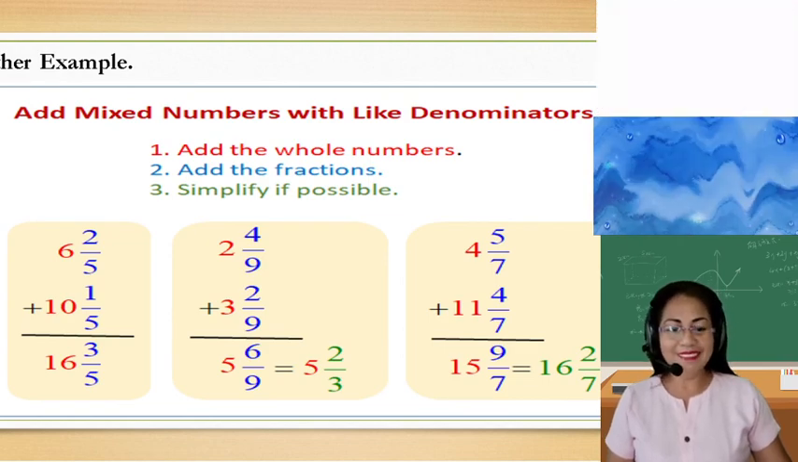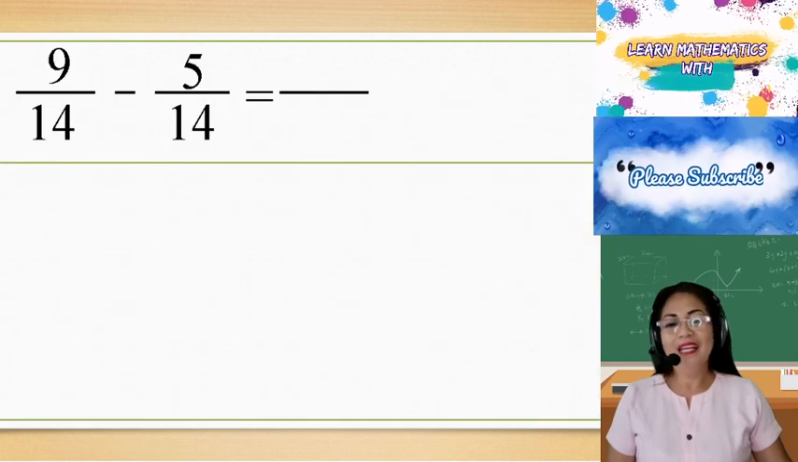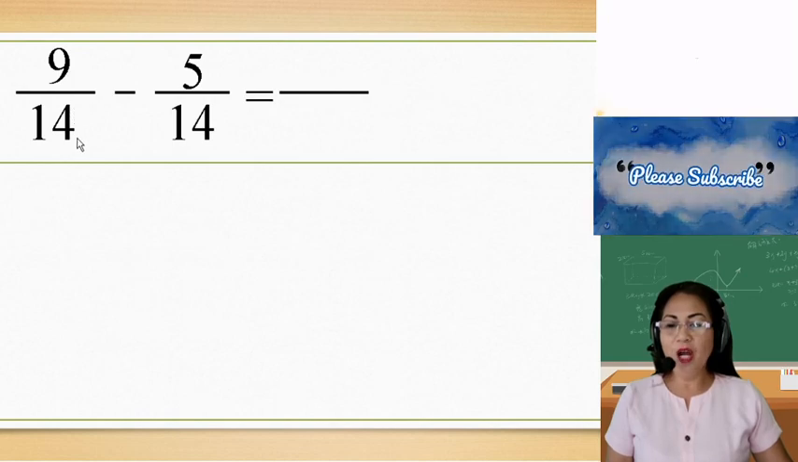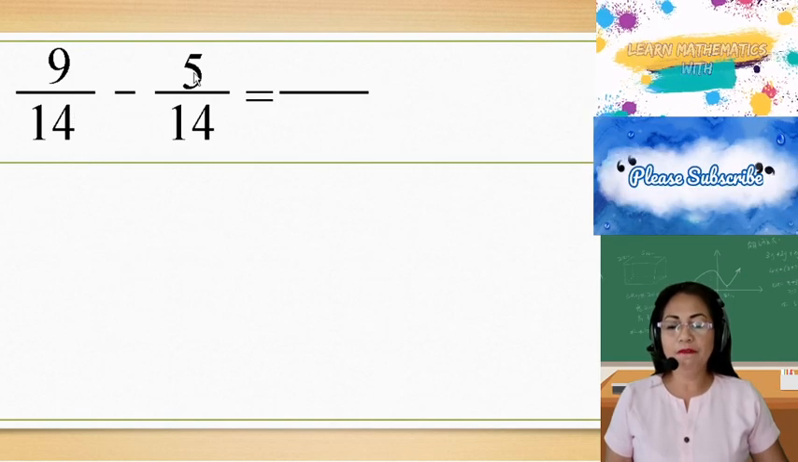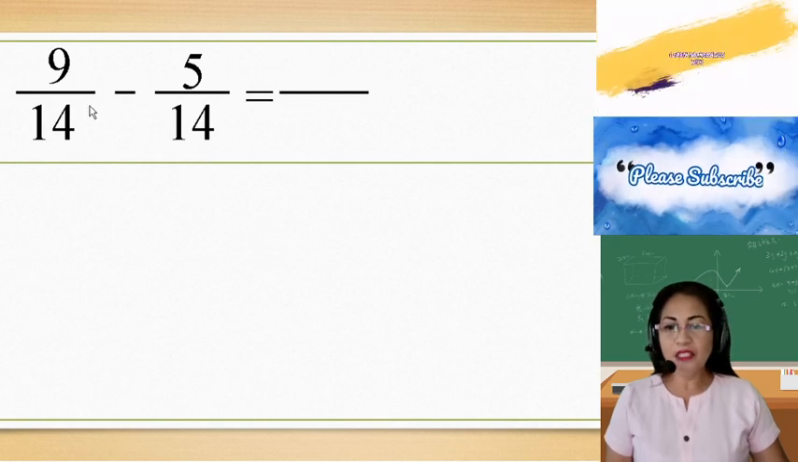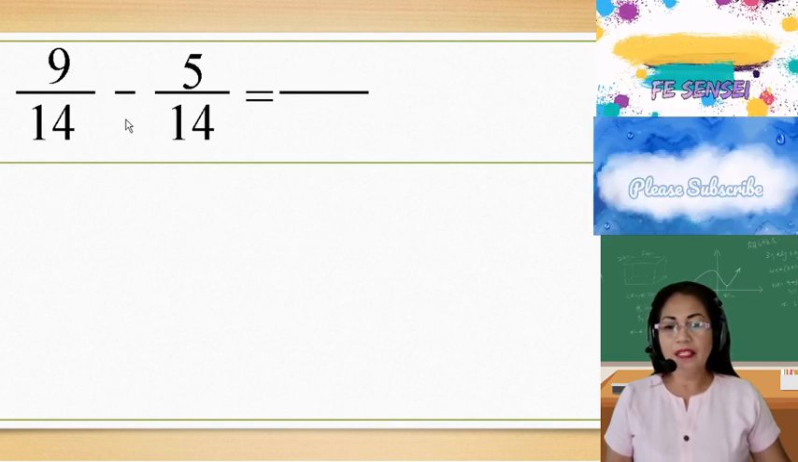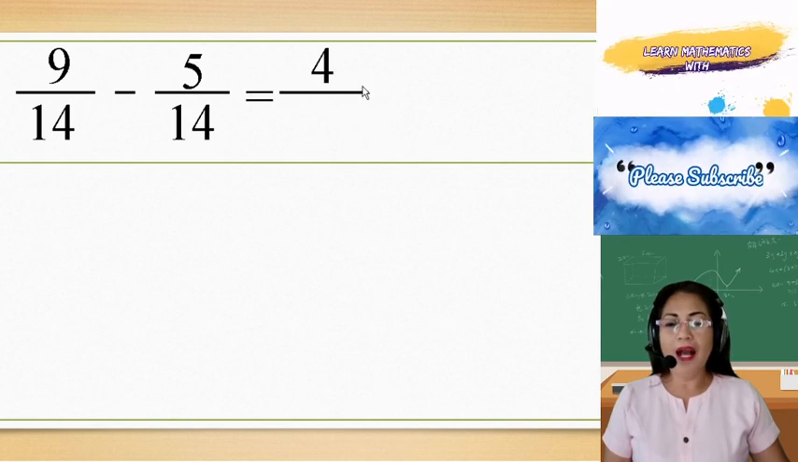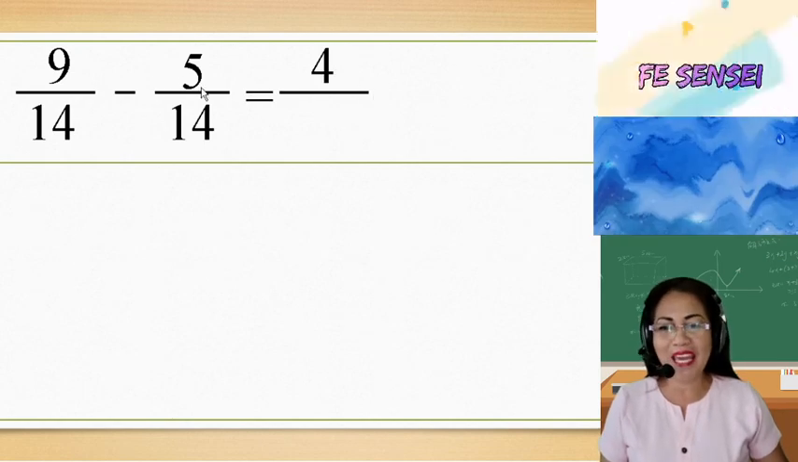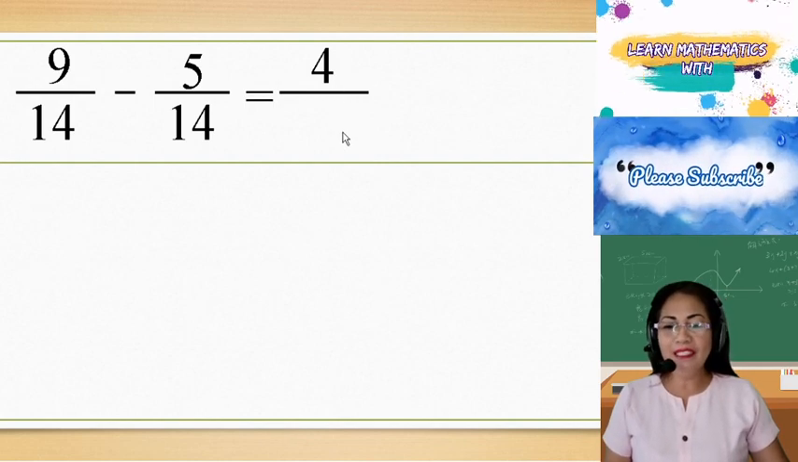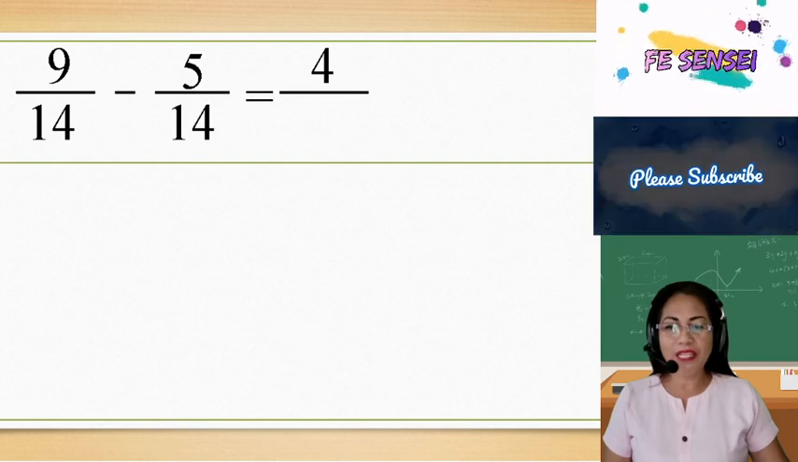Got it? Now, subtraction. Subtract 9 over 14 minus 5 over 14. Again, subtract the numerators. 9 minus 5 equals 4. And copy the common denominator, which is 14.